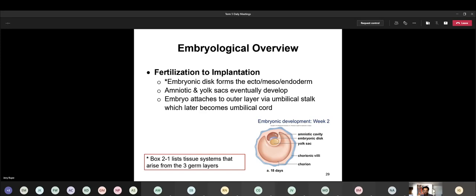The amniotic and yolk sacs are, of course, vital, so that the yolk sac is going to provide nourishment until the connection can be made with the placenta and the endometrium. And of course, we know the amniotic sac is going to need to protect the developing fetus, and this umbilical stalk that they're referring to right here is eventually going to become the umbilical cord, so that's our lifeline.